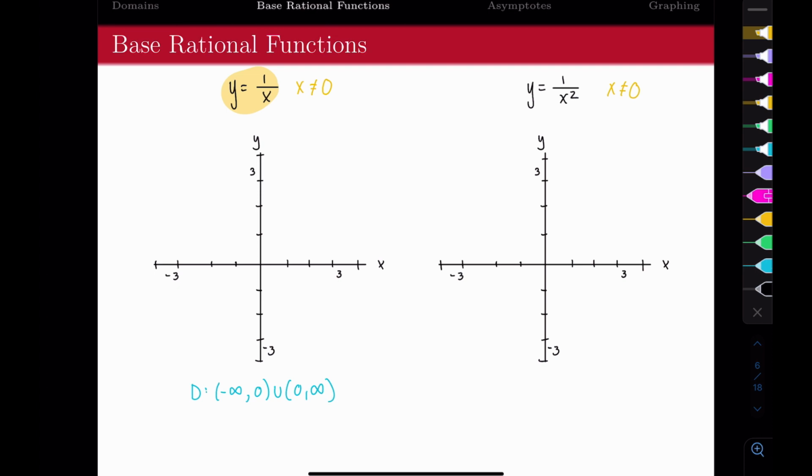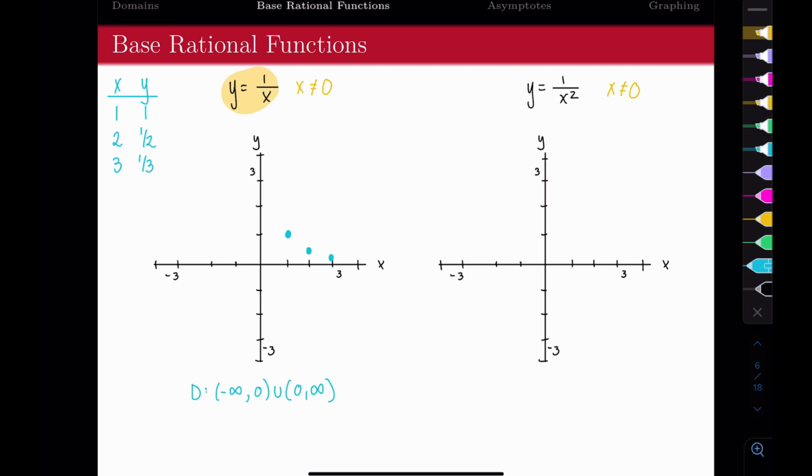Okay. To get a decent picture of this, I'm just going to go ahead and pick some numbers. So I'll make a little chart. Here's our x value. Here's y. If we plug in x equals 1, y is 1 over 1. So it goes through the point 1, 1. If x is 2, y is a half, so that's right around here. If x is 3, y is a third, which is a little bit lower down here.